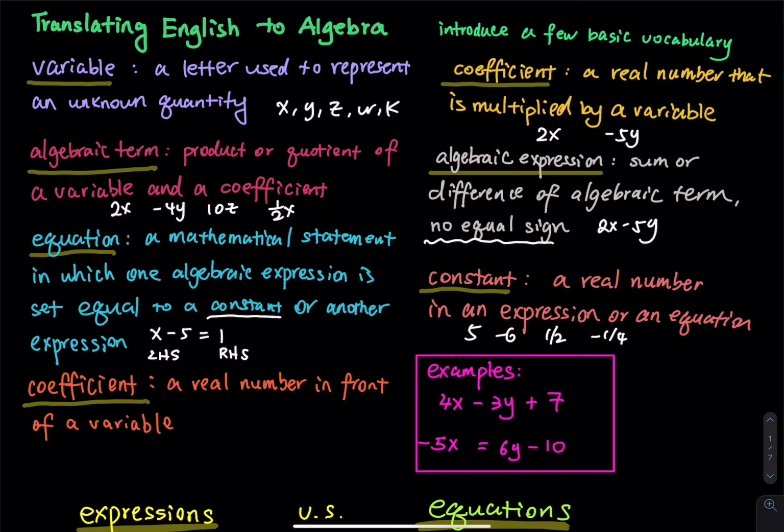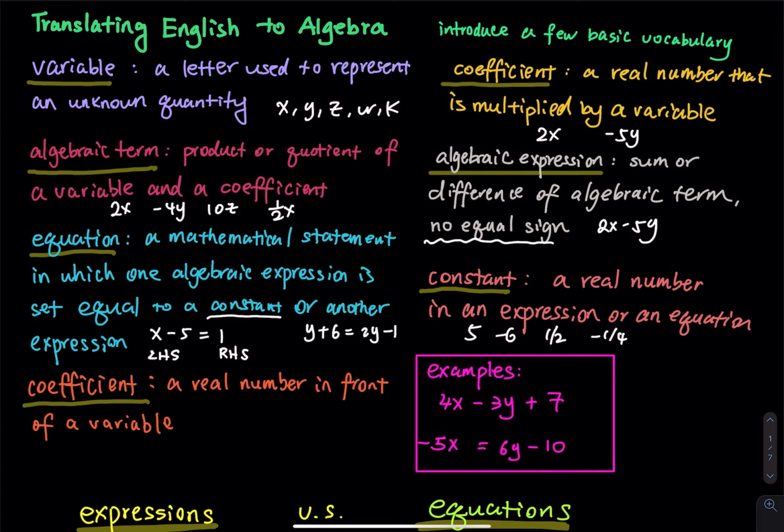So this is an equation. It's a mathematical statement in which one algebraic expression is set equal to a constant or another expression. If you want to set the left hand side equal to an expression, that is fine. I can give you another example. Let's say y plus 6 equals 2y minus 1. Then this is another equation. An equation has an equal sign, an expression does not. All right, so we went over equation and constant.